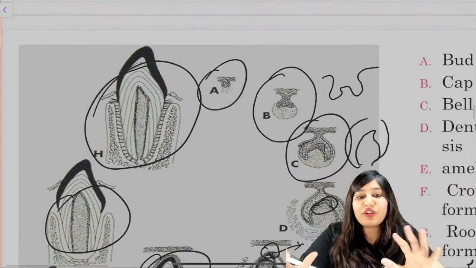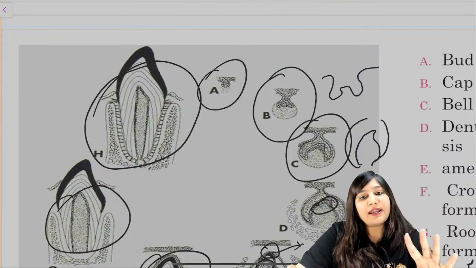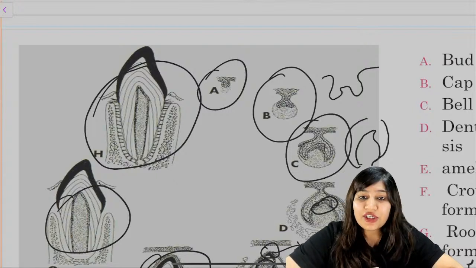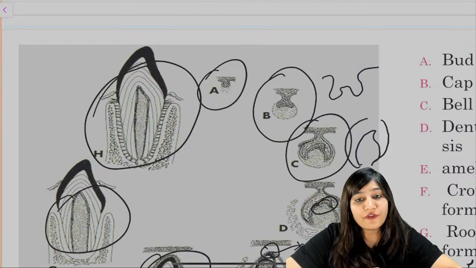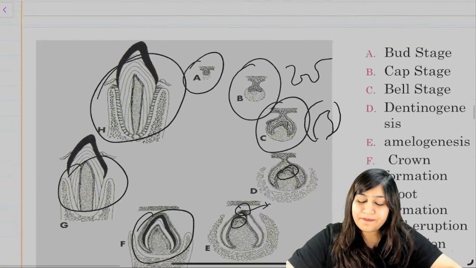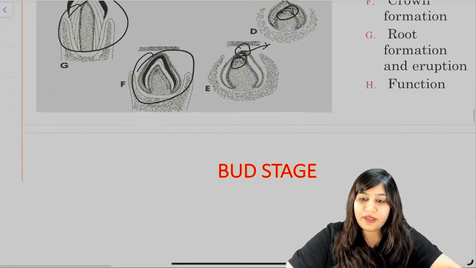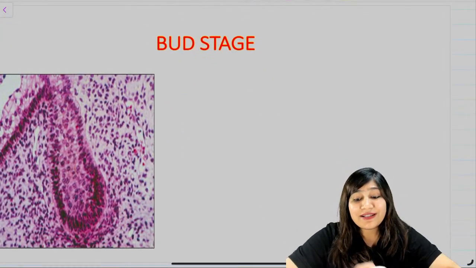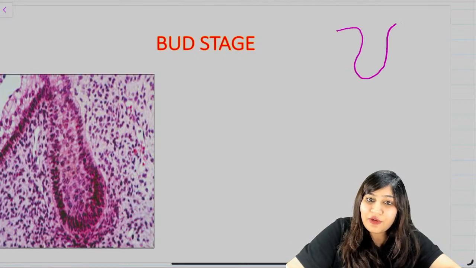So based on the morphology, they have divided bud stage, cap stage, early bell stage and advanced bell stage. And which are the physiologic stages? Initiation, proliferation, histodifferentiation, morphodifferentiation, and apposition. Now coming to the bud stage. Here, bud stage, we are having this type of shape, right?